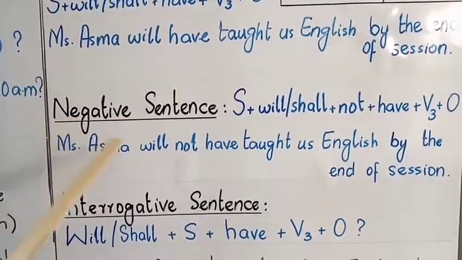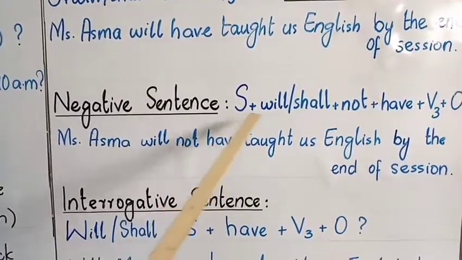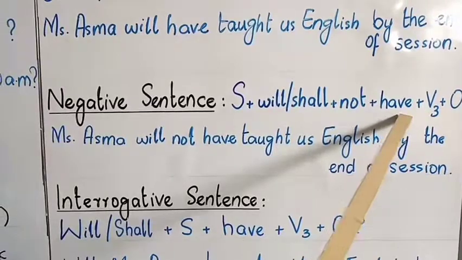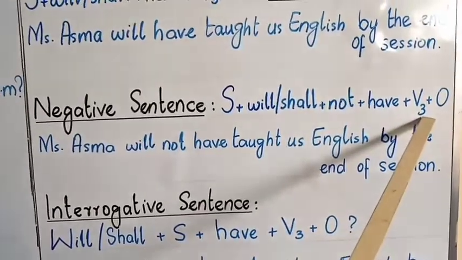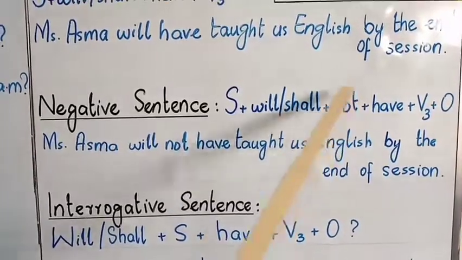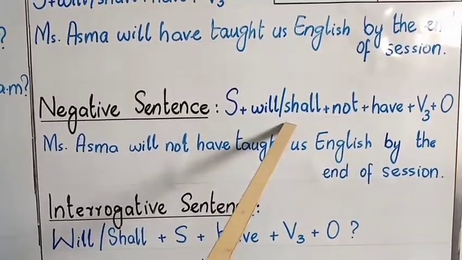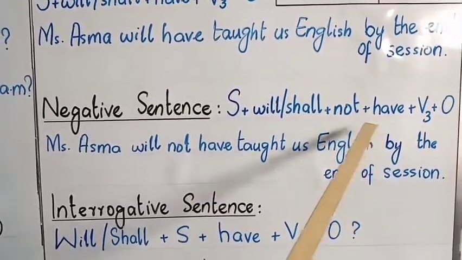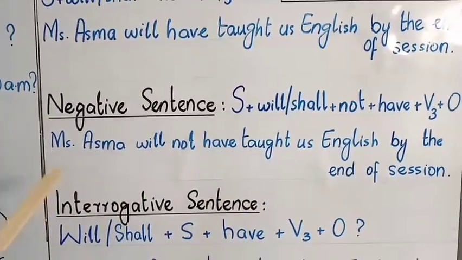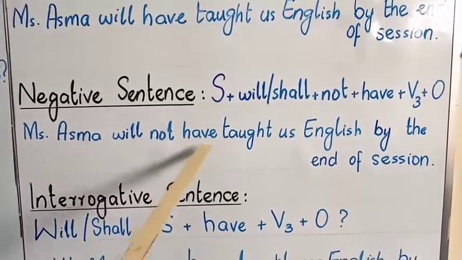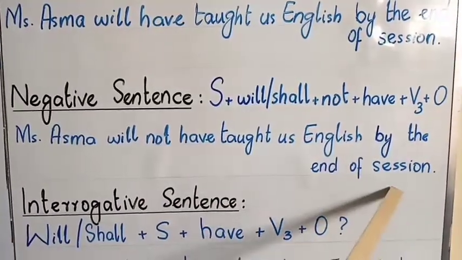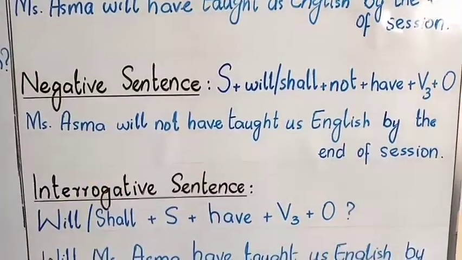So come to the negative sentence. Subject plus will or shall plus not plus have plus V3, or third form of verb, plus object. Remember, not will come after will or shall, not any other helping verb, just after will or shall. So the example is, Miss Asma will not have taught us English by the end of session. Come to the interrogative sentence.